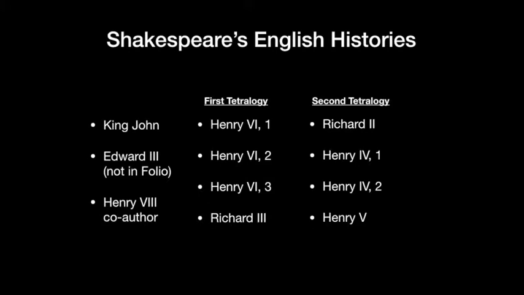About a third of Shakespeare's plays are based on history. There are Roman histories like Julius Caesar, but 10 or 11 of them are English histories. 3 of them stand out independently: King John, Edward III, there's some dispute about whether Shakespeare is the author, and Henry VIII, which he co-authored with John Fletcher. The other 8 plays, however, form 2 sets of 4 plays. These sets are called tetralogies and can be appreciated as continuous stories of history.